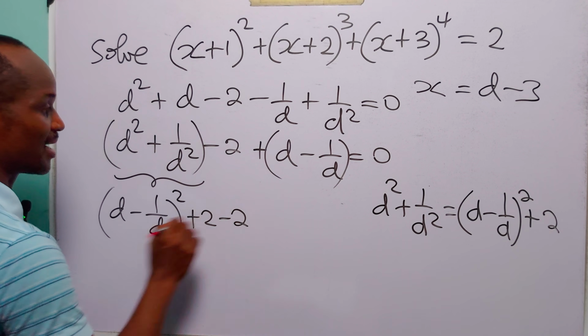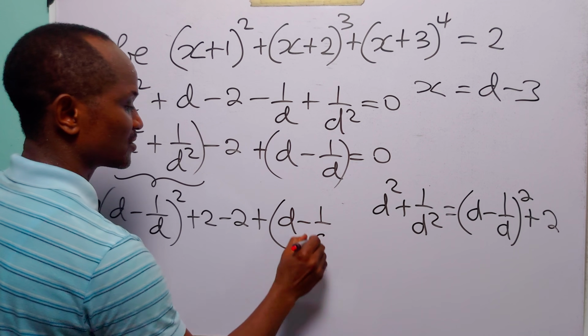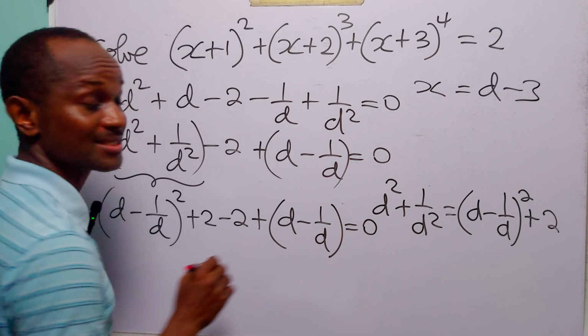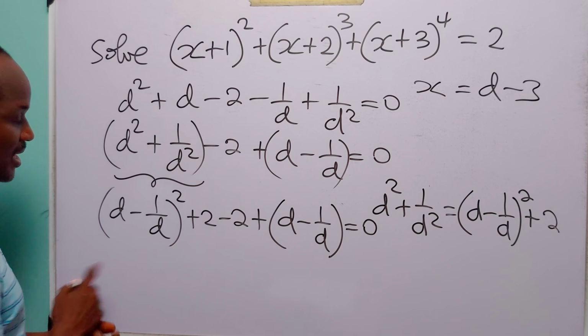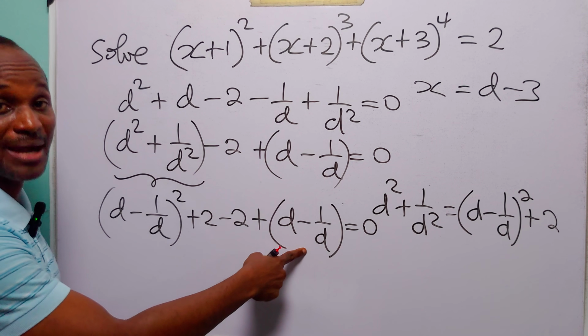Then we have minus 2. And we have d minus 1 over d, and this is equal to 0. Now notice that here we have d minus 1 over d, and here we have d minus 1 over d.